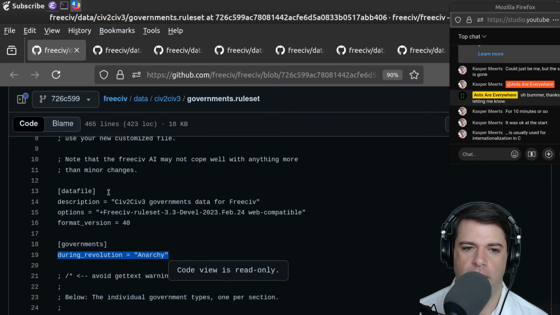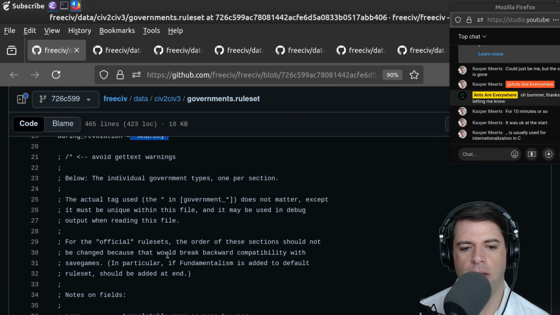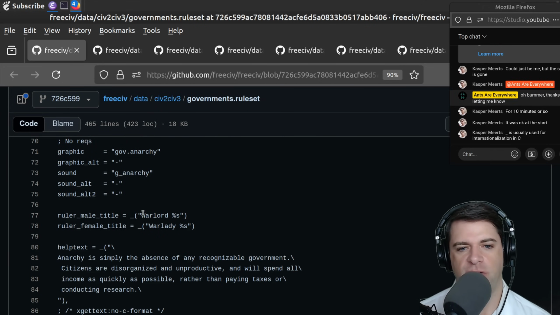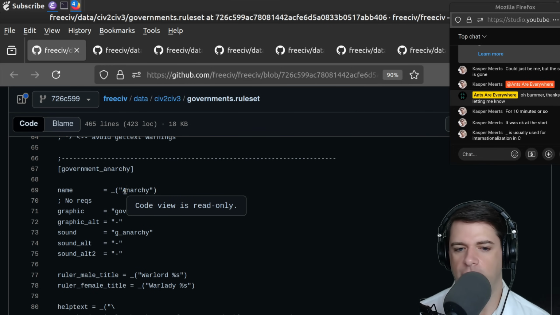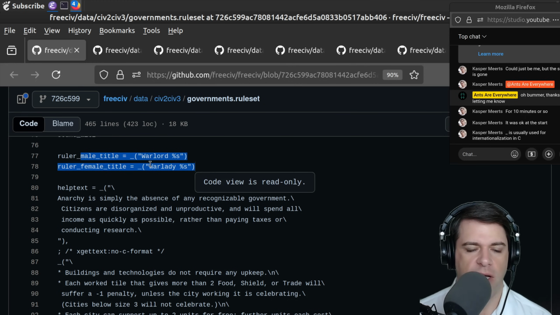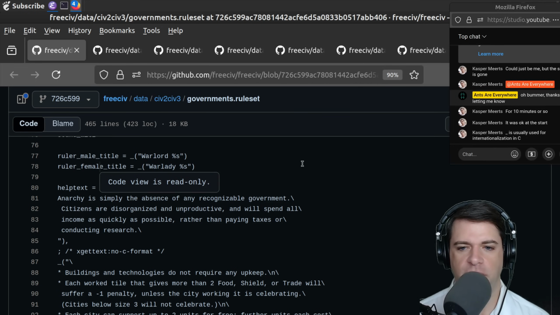During revolution, we have anarchy. I guess does that mean that if we are having a revolution, then the government type is anarchy? Maybe this rule set tells us when you transition from authoritarianism to democracy or whatever. So anarchy is maybe the beginning. And depending on if you're a warlord or a war lady, maybe that's something you set when you start the game. Anarchy is simply the absence of any recognizable government. Citizens are disorganized and unproductive and will spend all income as quickly as possible rather than paying taxes or conducting research.